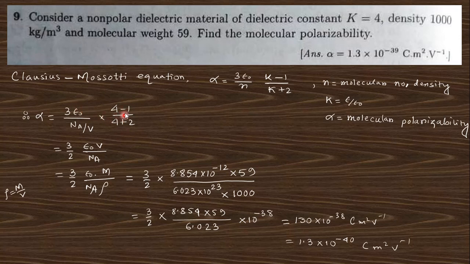The 3 by 6 cancels out to give 1 by 2, and this is epsilon naught V by N A. V is nothing but mass per density, because density equals mass per volume, so volume equals mass per density. Now if you put in the values, that is 3 by 2 epsilon naught, 59 over N A and 1000, you will get this answer. Go to the next one.